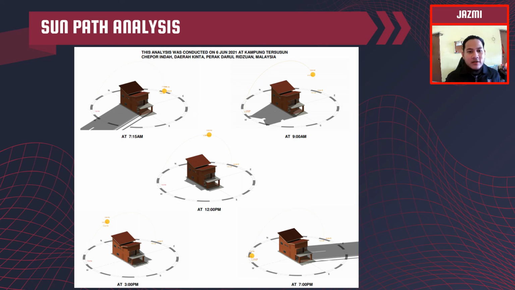For sun path analysis, at 7:15 am, the sun started to rise at east. The position of the sun starts to change at 9 am. The sun tends to be on top of the building at 12 pm. The position of the sun keeps changing towards the west at 3 pm. Lastly, the sun sets at 7 pm at west.